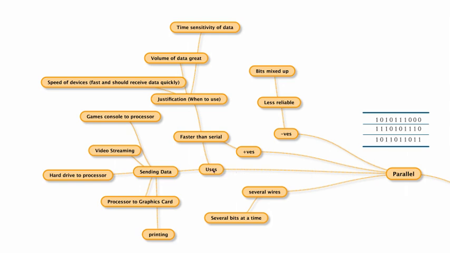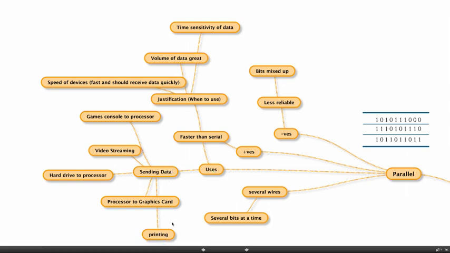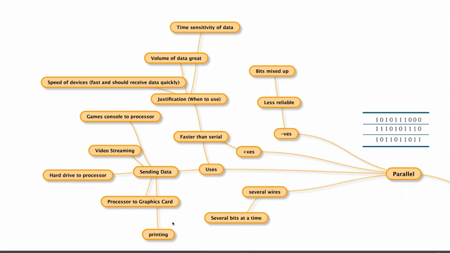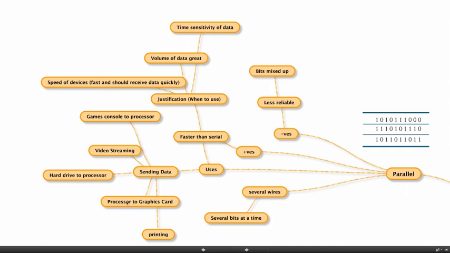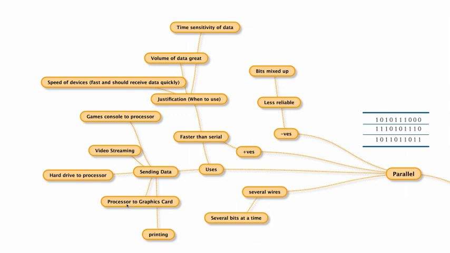An example of use in this case could be, again, we're sending data, it could be a printer. Sometimes you have parallel printers. Those of you who've got a USB printer, then obviously that is not an example. But if you have a parallel printer, an old printer where you've got a wire that has several wires within it, then that's an example. The other ones that are more obvious will be the processor sending to the graphics card, the hard drive sending data to the processor, video streaming, or a games console sending data to the processor.